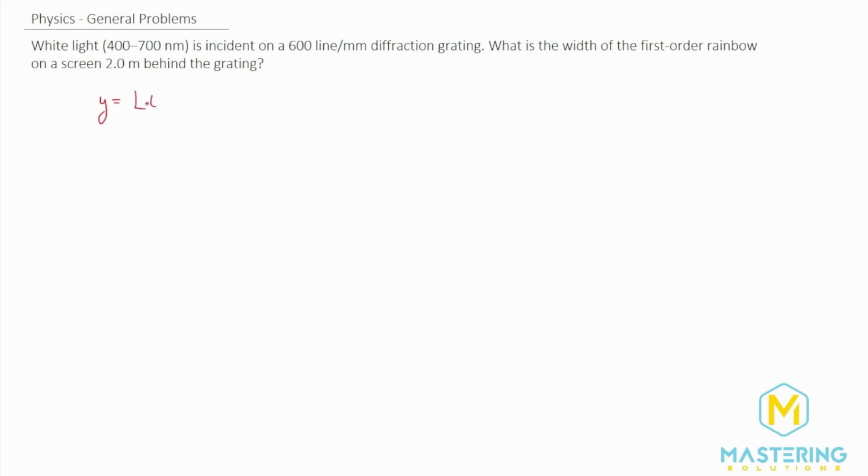And that equation is y equals L times the tangent of theta, but we don't have any degrees given here. So we have to solve for that before we can figure out the y. To get it, we're going to use sine of theta is equal to m times lambda over d. Once we figure out theta, we can plug it into here to get the y for both of those. So first we need to isolate theta. We'll just take the inverse sine of both sides. So theta is equal to the inverse sine of m times lambda over d.